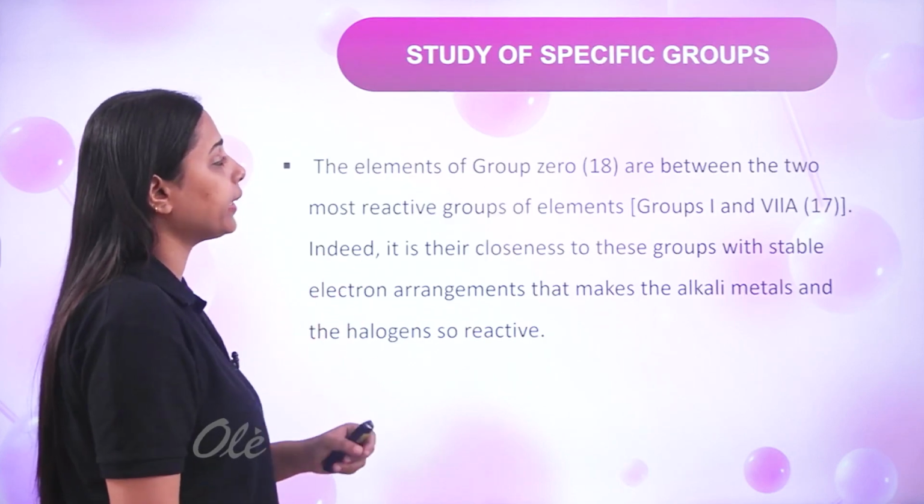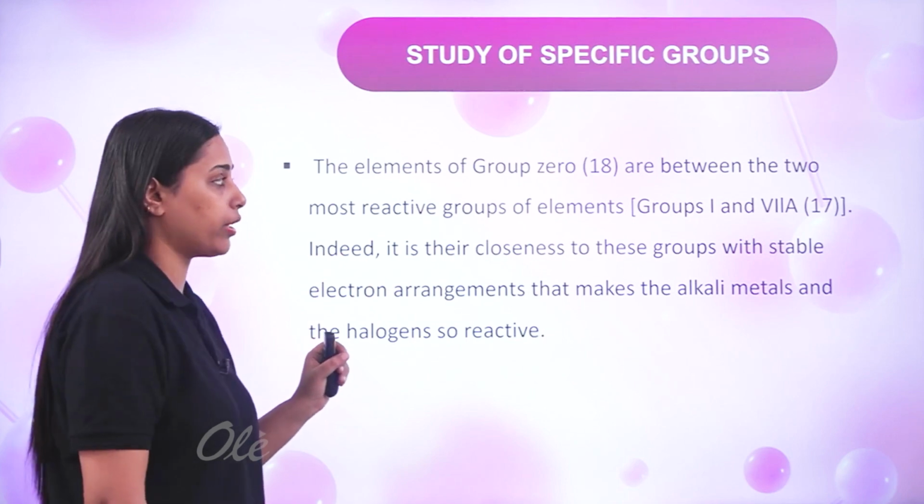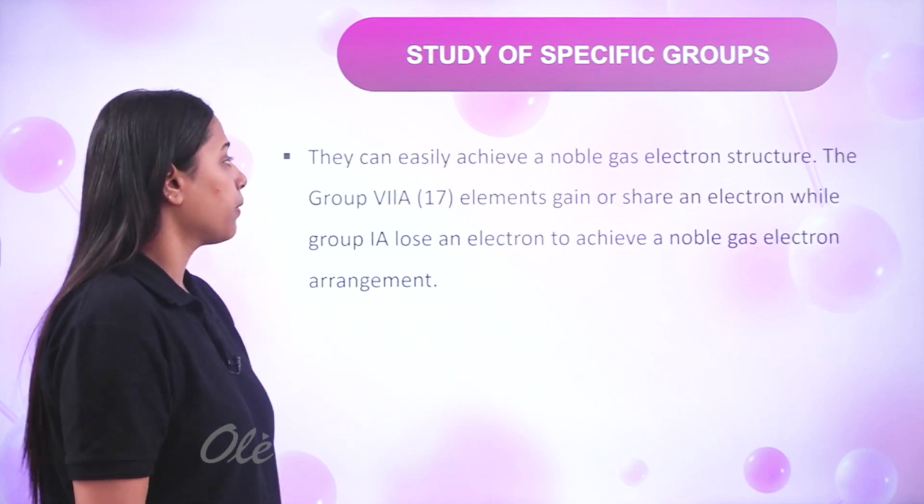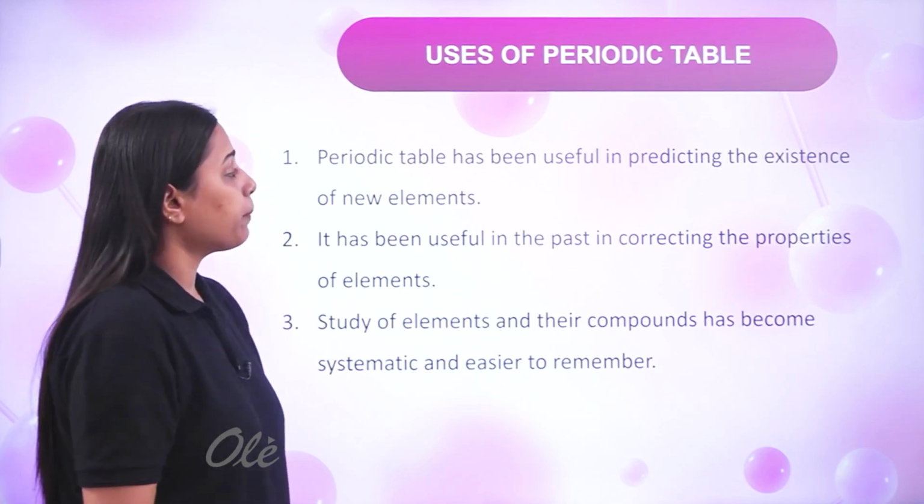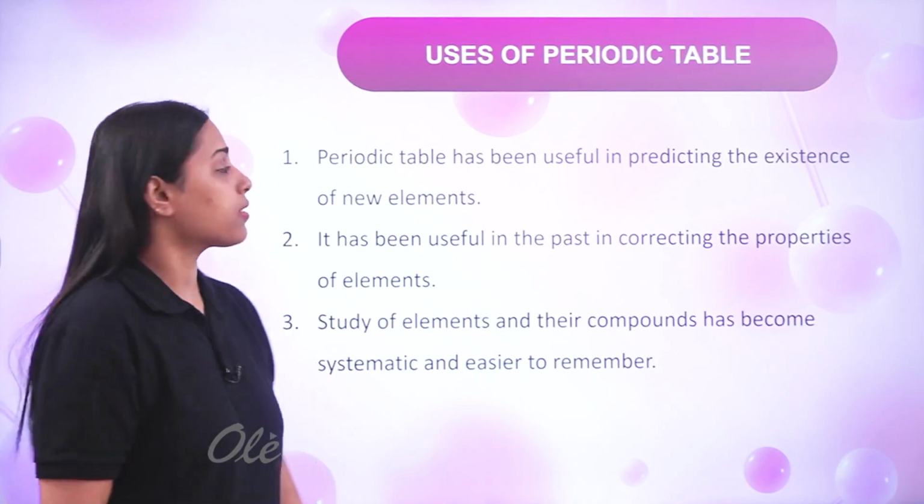Elements of group 18 are between the two most reactive groups of elements. We have discussed this factor, right? They can easily achieve the noble gas configuration also. Periodic table uses now, what is the significance? We are going to discuss.